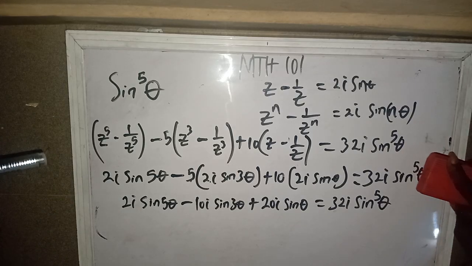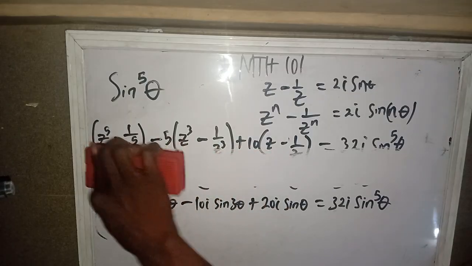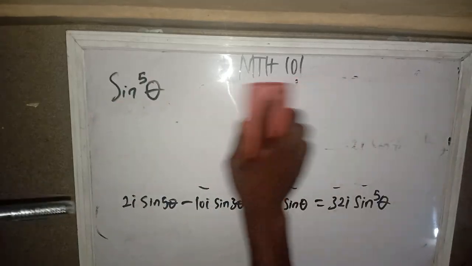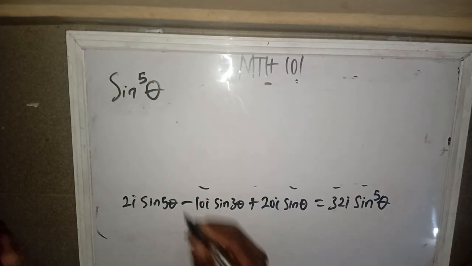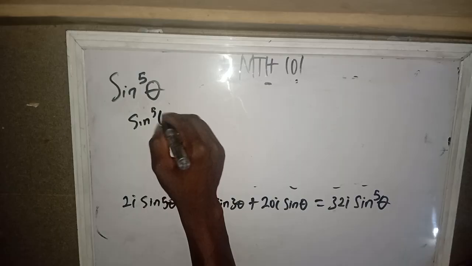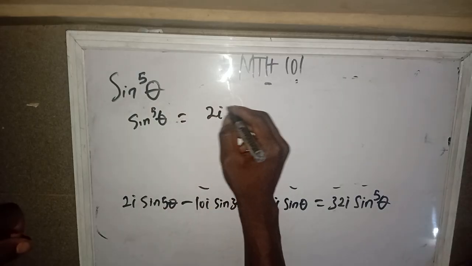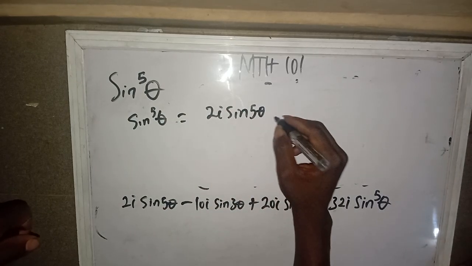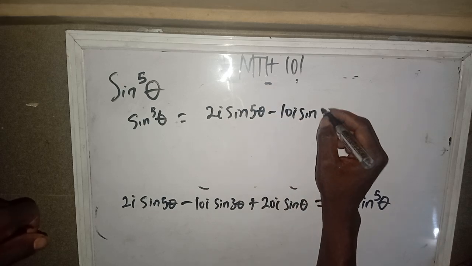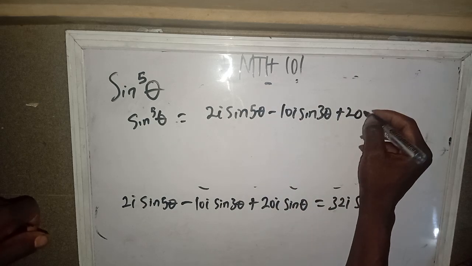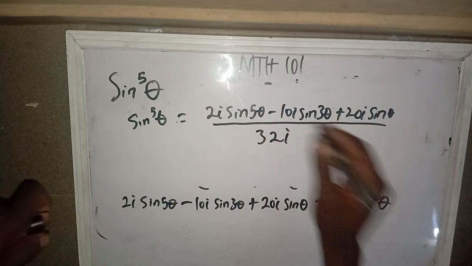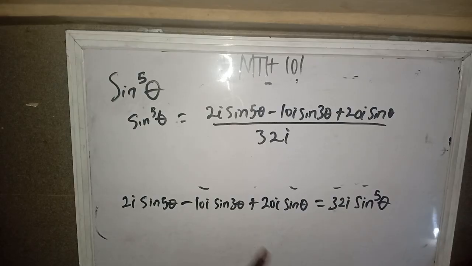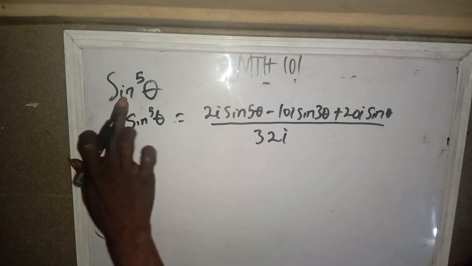So now, what are we doing next? Since the question is sine theta all in bracket to the power 5, we are making this guy the subject of the formula. So that means sine to the power 5 theta is going to give us 2i sine 5 theta minus 10i sine 3 theta plus 20i sine theta, divided by what? 32i. Yeah. If you divide both sides by 32i, this will cancel. So yeah, making this the subject of the formula. So this is like the question given to us.